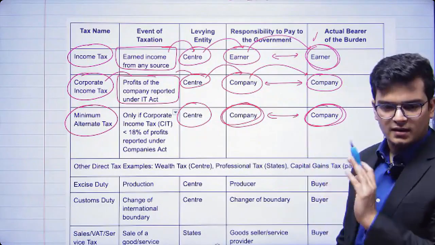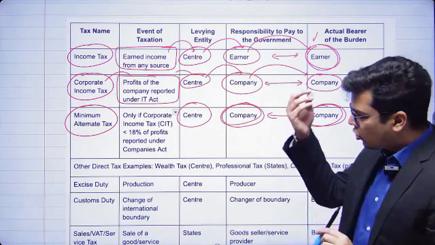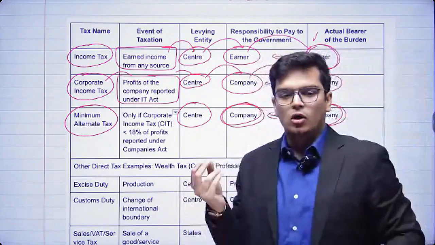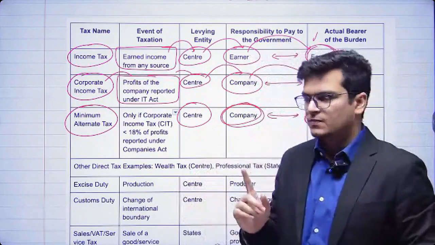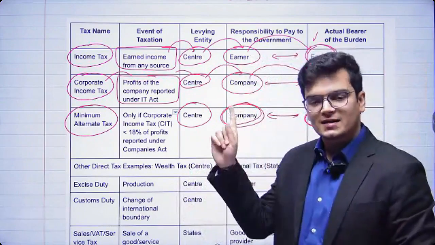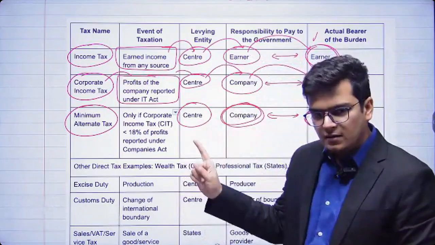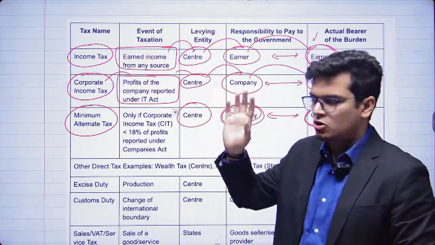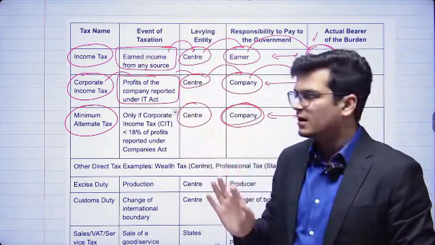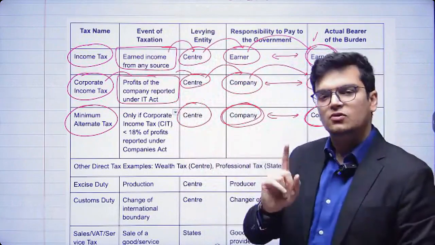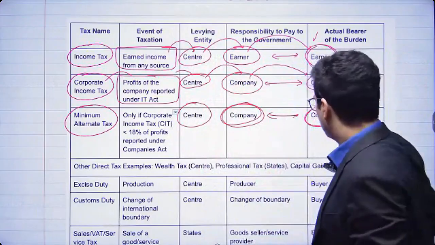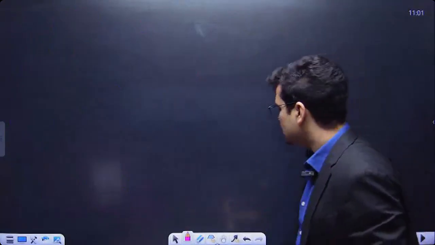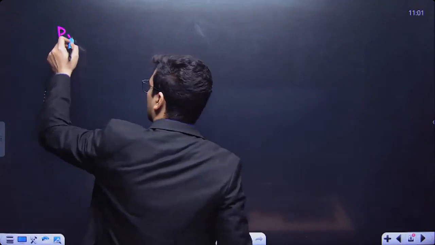This is direct tax. Almost all direct taxes are paid directly to the central government. So almost all the direct taxes in the country are levied by the central government. There is only one exception. The one exception is professional tax.